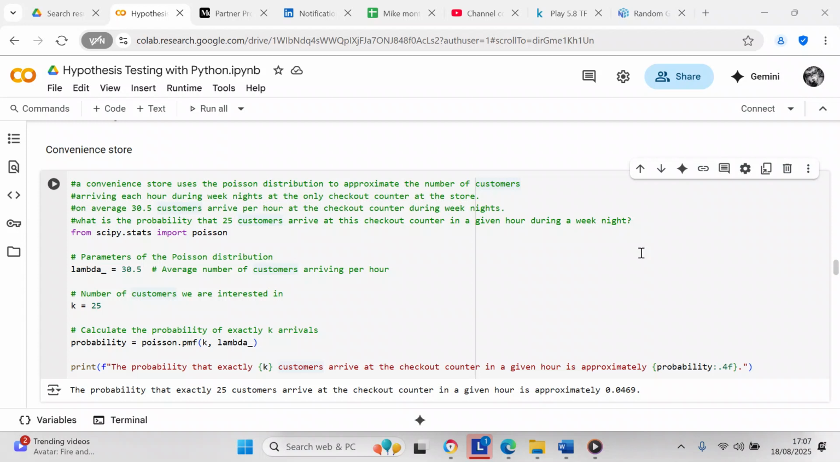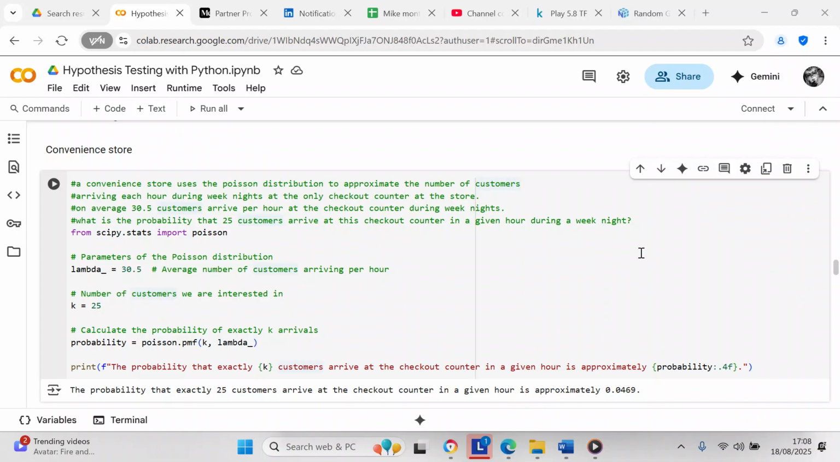So we're going to write a program in Python to solve this problem. Before we write the program, we're going to import a library. We're going to import scipy, which is Python's scientific library. So from scipy.stats, we're going to import Poisson. Stats is a statistical module in scipy, and Poisson is the distribution that we're going to be creating to solve this problem.